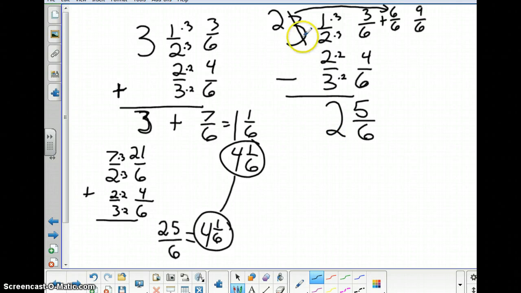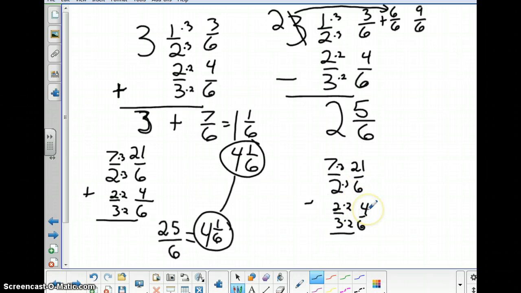Okay, let's try it the other way. Let's turn this into an improper fraction, like we did over here: 3 times 2 is 6, plus 1 is 7. So we have 7/2 take away 2/3. Common denominator of 6. 2 times 3. What we do to the bottom, you must do to the top. We get 21/6. 3 times 2 is 6. What you do to the bottom, you do to the top. 2 times 2 is 4.